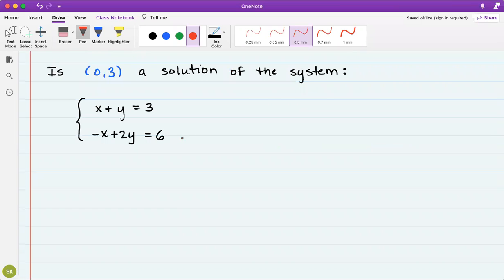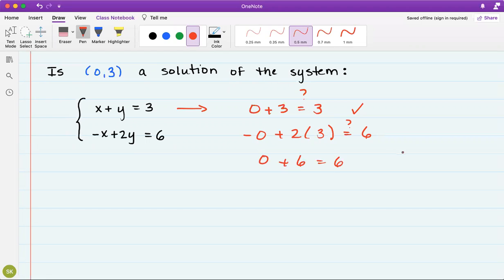Here I give you the point (0, 3). I want to know if it's a solution to the system. So again, I'm going to do the same thing I did for the last couple of problems. I'm going to plug 0 in for x and 3 in for y and see if I get a true statement. I need to plug them into both equations. So for the first one, I get 0 plus 3. Is that equal to 3? The answer is yes. Is -0 plus 2 times 3 equal to 6? Well, here I get 0 plus 6. That is 6. So the answer is yes. So this is a solution.